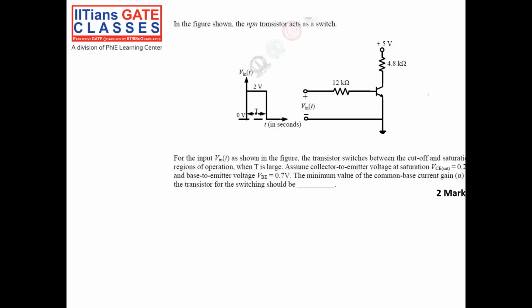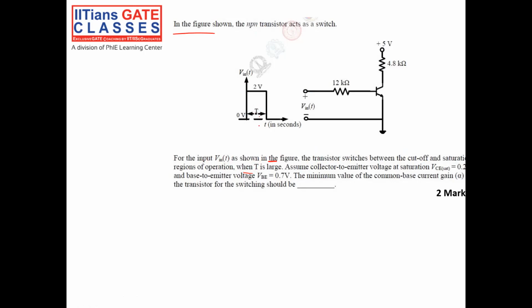Then there is a 2-mark question. In the figure shown, what is it asking? There is an NPN transistor acting as a switch. For the input voltage shown in the figure, the transistor switches between cutoff and saturation region operation when T is large. T is the time period.